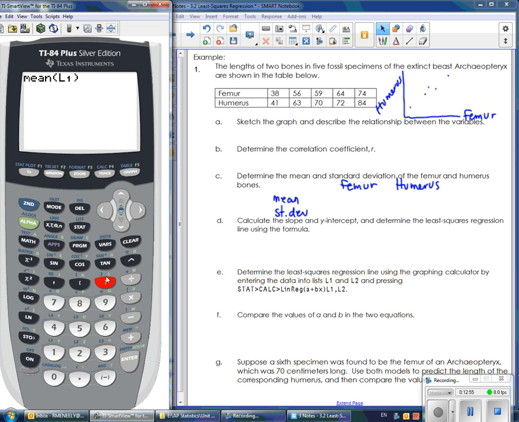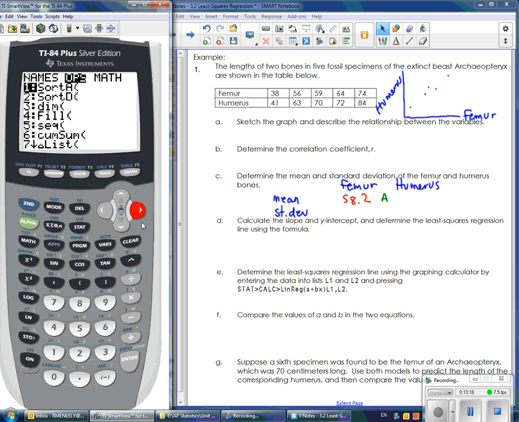And I'm going to store that in letter A. Okay, well that's an easy one to write. So 58.2 is the mean of my femur, and I'm right next to it, I'm just going to write that. I've stored it in letter A so I don't forget where my numbers are. Then I'm going to find the standard deviation.